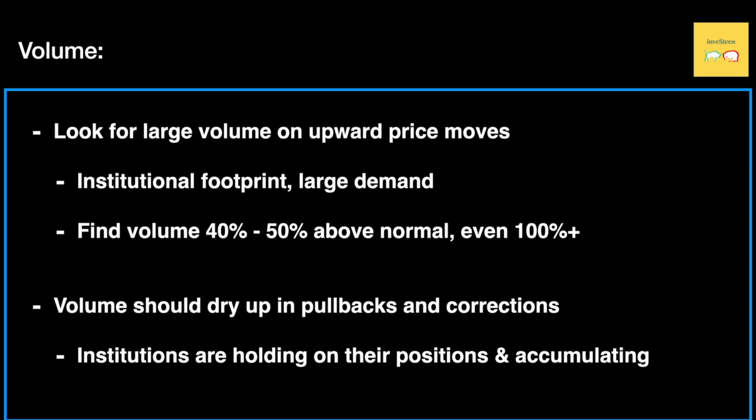That's not all though. On price pullbacks and corrections, we want to see the downward trading pressure dry up or decrease, indicating that institutions are not dropping their positions. In addition, in basing and consolidation periods, horizontal price movement within a tight range on low volume can be a sign of institutional accumulation and near breakout.